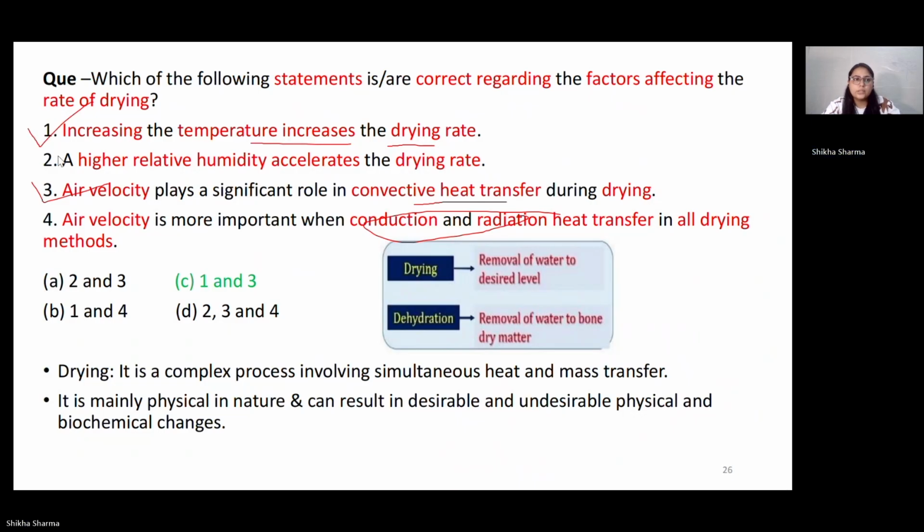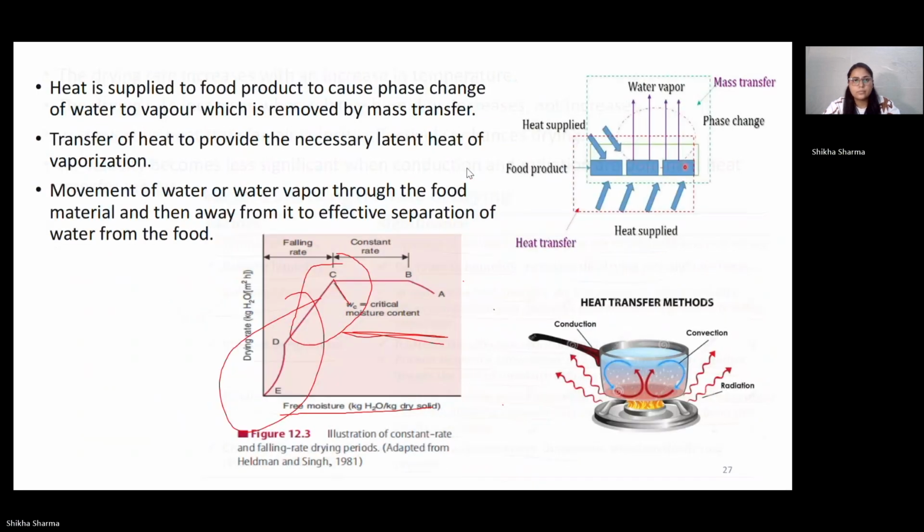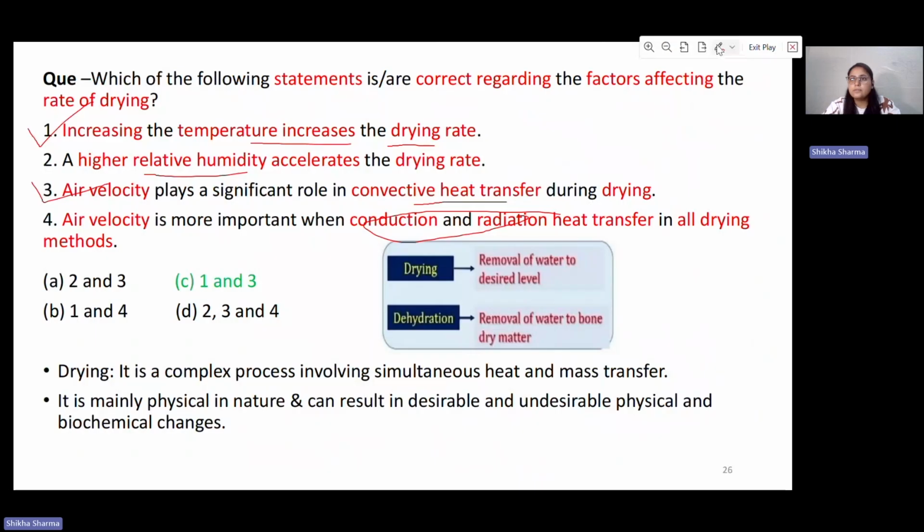And if there is a high relative humidity, then there will be low drying because it is inversely proportional. So the second statement is incorrect. So statements 1 and 3 are correct here.